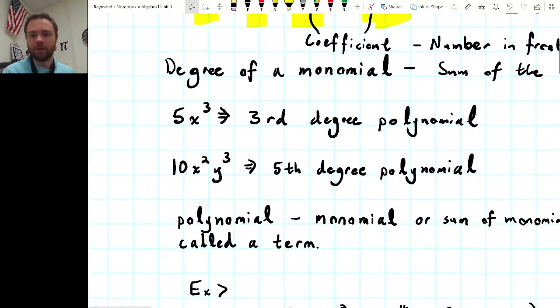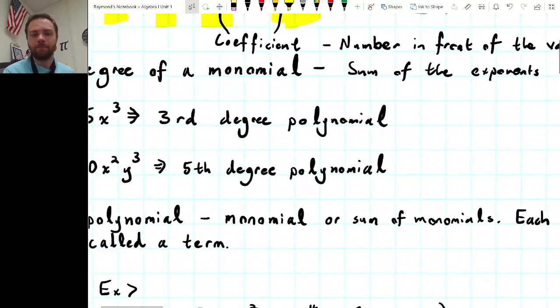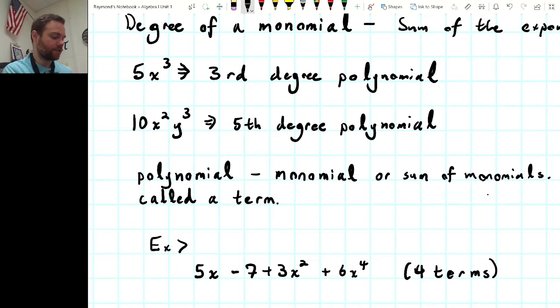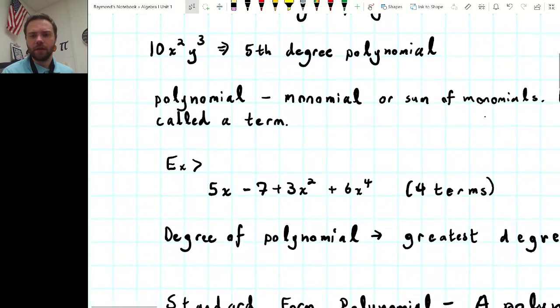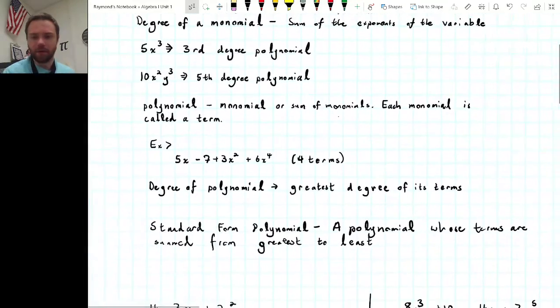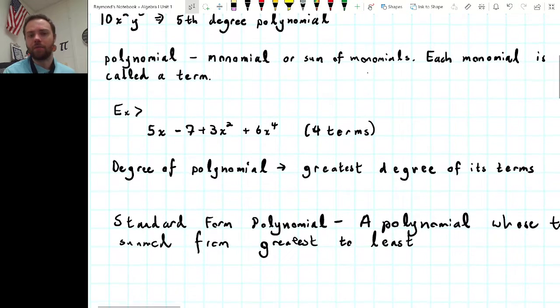The degree of a monomial is the sum of the exponents of the variable. So in this case, I've got 5x cubed. The degree is 3. It's the power. If I've got 2 terms next to each other, x squared and y cubed, it's the sum of those two. So 2 plus 3 is 5, so it's a 5th degree polynomial. A polynomial is a monomial, or sum of monomials, and each monomial is called a term.